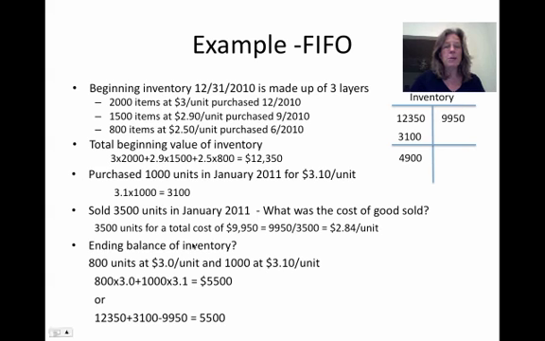And the last thing we want to do is figure out the ending inventory. This value is wrong. It needs to be 5,500, and I will change that on the PowerPoint. But if we look at this, what we did is we went into this unit and took 1,200 of those, so that means we're going to have 800 left at $3 a unit. And then we didn't go into this most recent one we bought in January, so we're going to have 1,000 at $3.10. So 800 at 3, 1,000 at 3.10 is 5,500. Or we can take the 12,350 plus 3,100 minus 9,950 gives us 5,500.